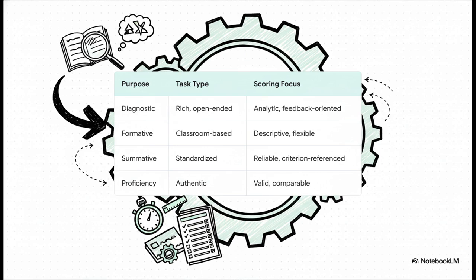But if your purpose is summative, you're playing the judge, well, now you need a standardized task and reliable criterion reference scoring to make sure it's fair. Each row here is its own logical system, and it's all driven by that very first column, purpose.